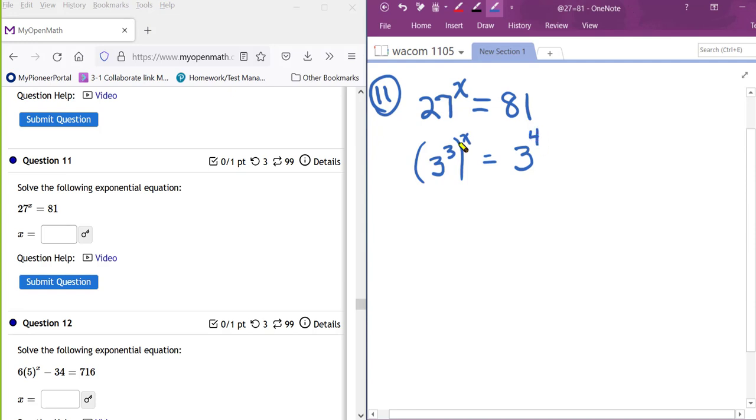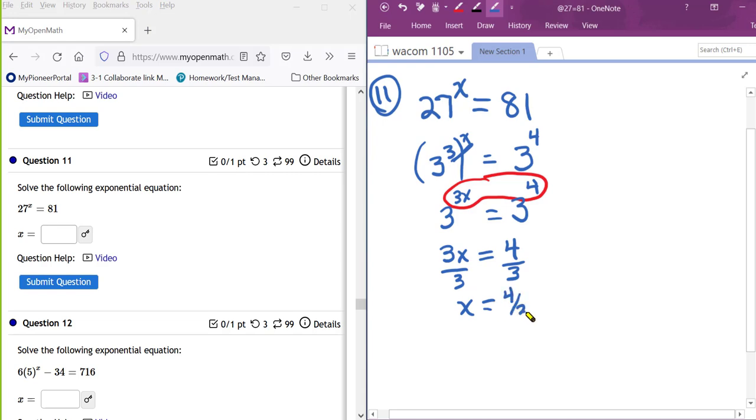So we have the bases the same. We need to just work this out. And when you have a power to a power, you keep the base and multiply those. So this is 3 to the 3x equals 3 to the 4th. Once these bases are the same, you're allowed to set the exponents equal. So our equation we're going to solve is 3x equals 4, and it's a linear equation. So you're going to divide by 3, so x equals 4/3.